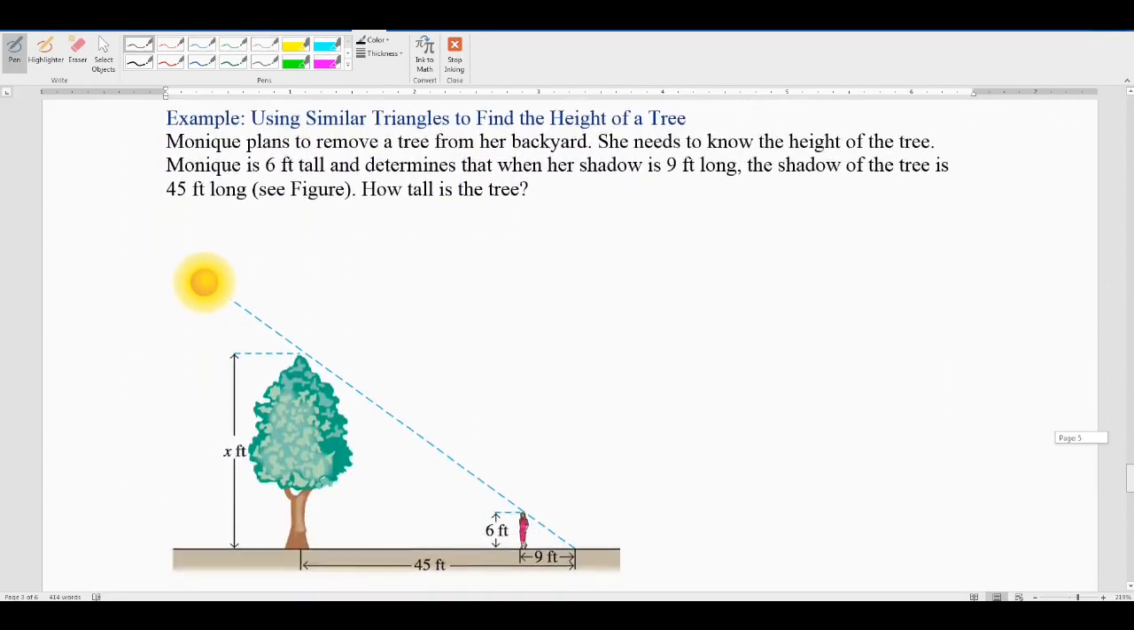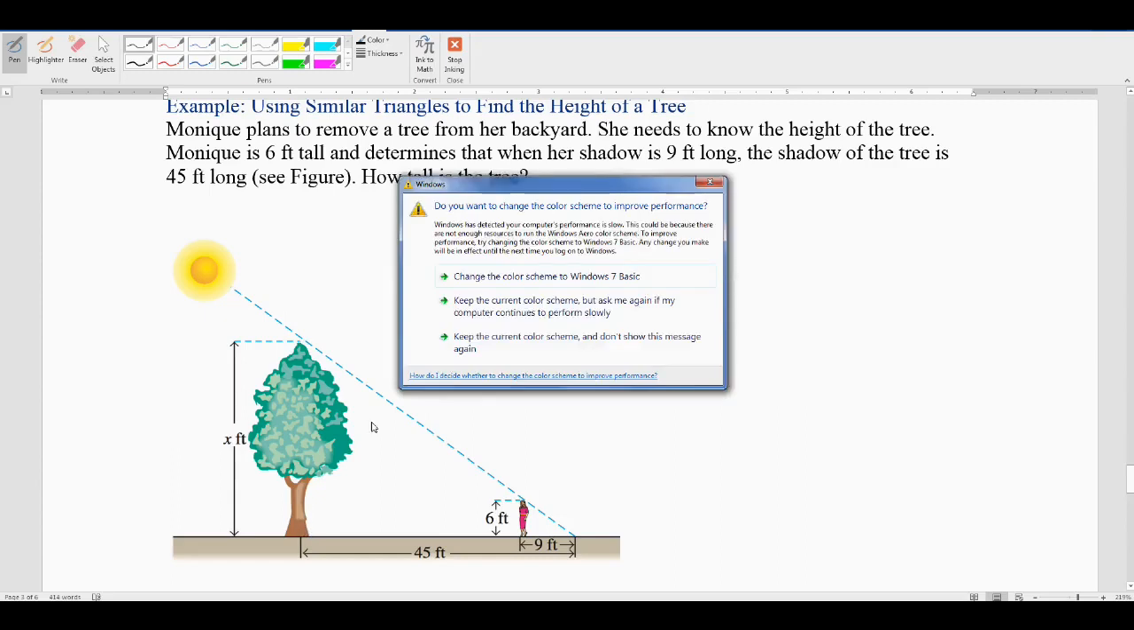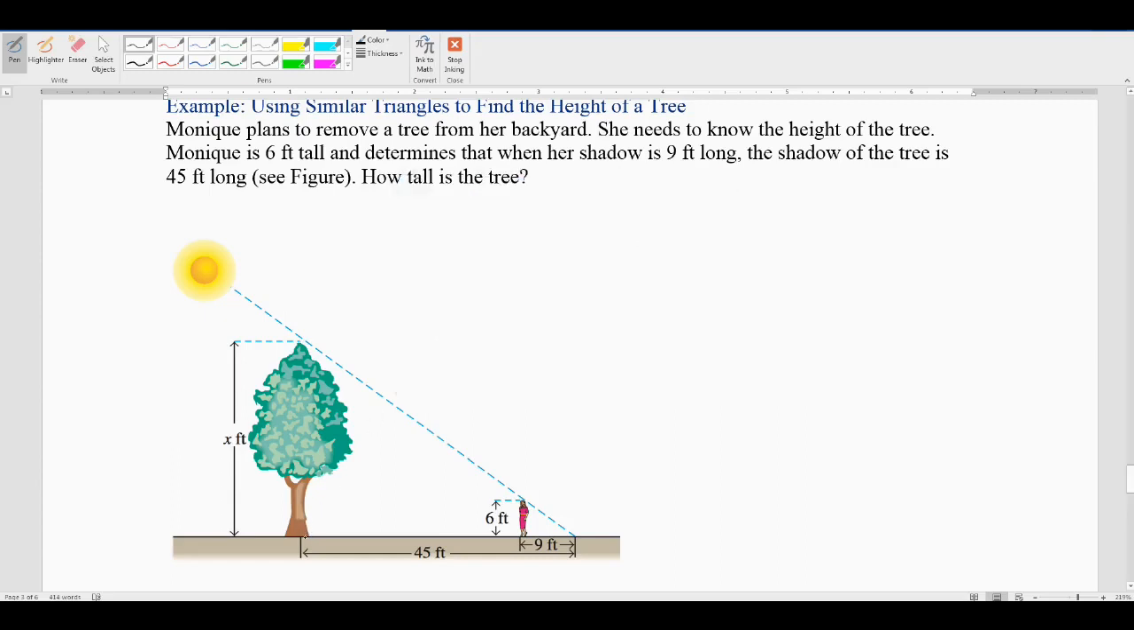Now here's a word problem. We're going to use similar triangles. Now what's going on here is you have a right triangle inside of another right triangle. What that means is these are similar triangles automatically. We have the same angle measures. And so it says Monique is going to remove a tree from a backyard, and she wants to know to hide the tree. So I'm just going to draw a line up through there.